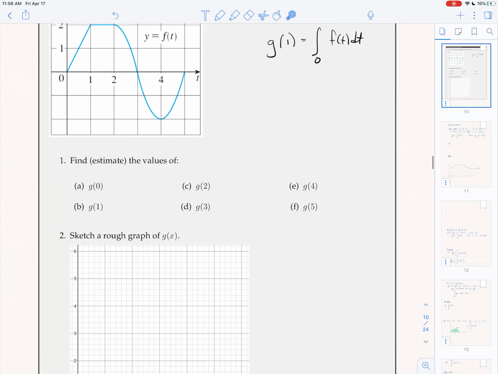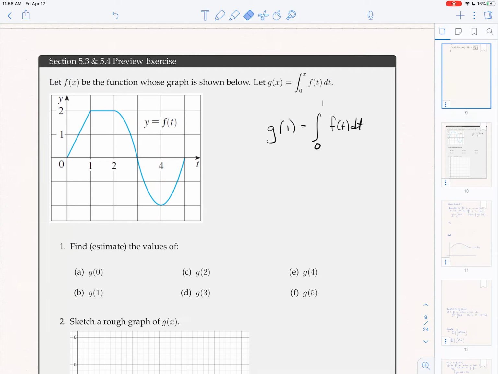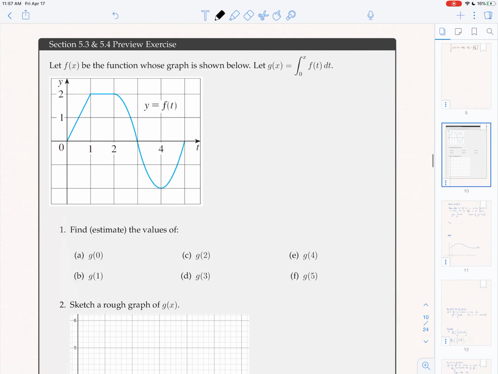So what I want you to do is go through and estimate each one of these pieces and then use them to sketch a rough graph of this function g of x. And this function is going to be critical for what we do. So pause the video, go ahead and do that, and then when you're ready, come back and let's watch what I've worked out as well and check and make sure that you got it.